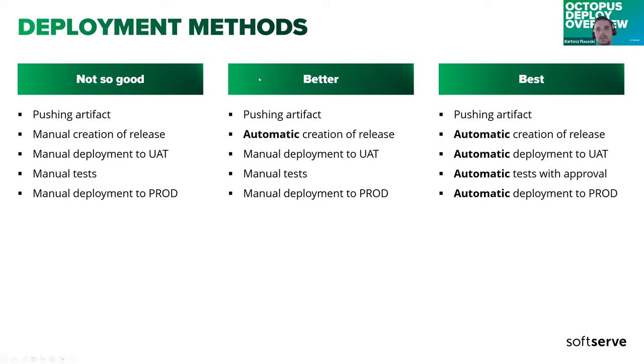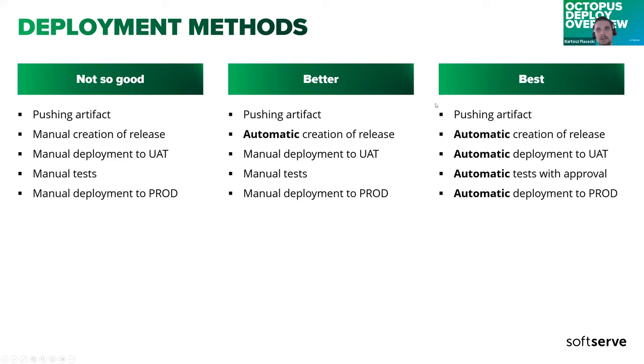So a better way would be to use at least automatic creation of release. Whenever an artifact or package is pushed to my Octopus Deploy, if I use the built-in repository, I can use the automatic creation of release feature, and the release would be created for me automatically, so that I don't have to specify the details. There is one manual step less.